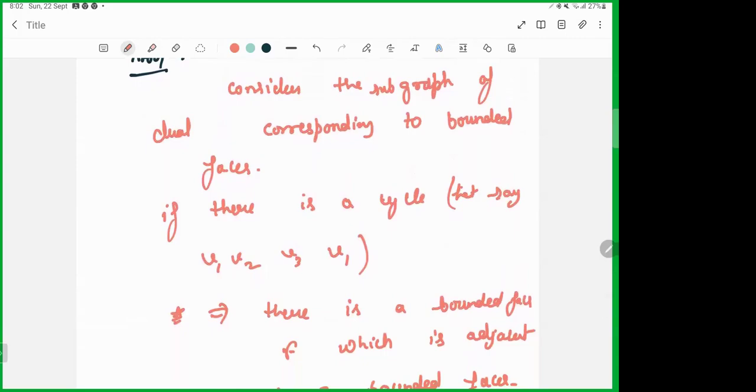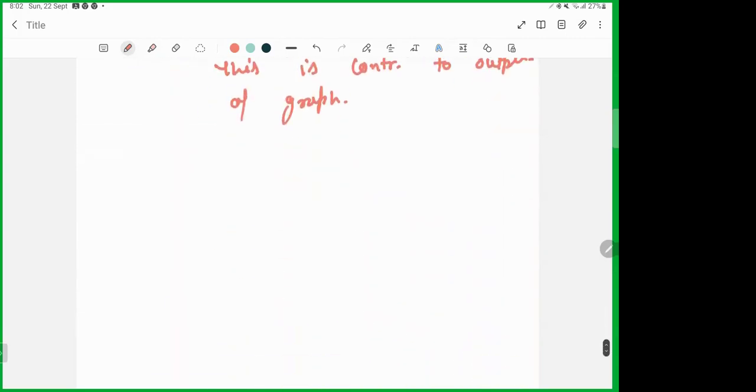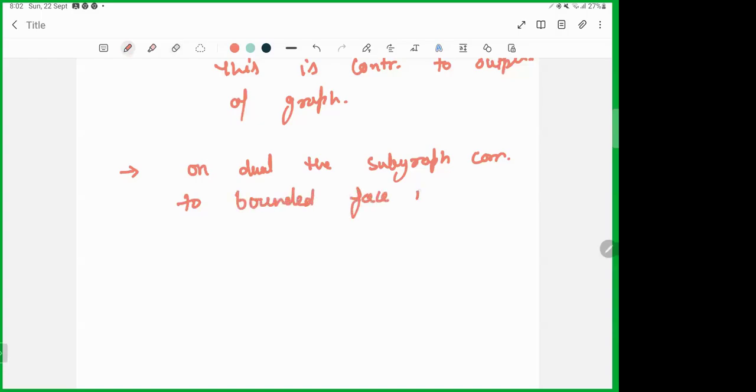This is a tree. So the vertices on bounded faces form a tree. So that means on the dual, the subgraph corresponding to the vertices corresponding to bounded faces is a tree. So now if it is a tree, then you can argue, right?